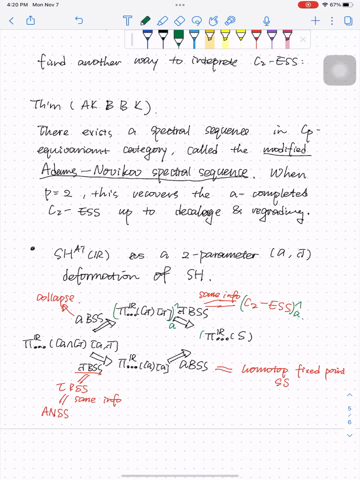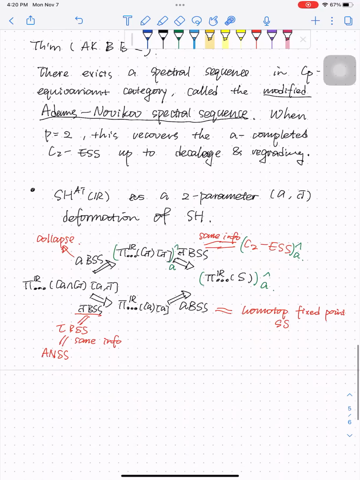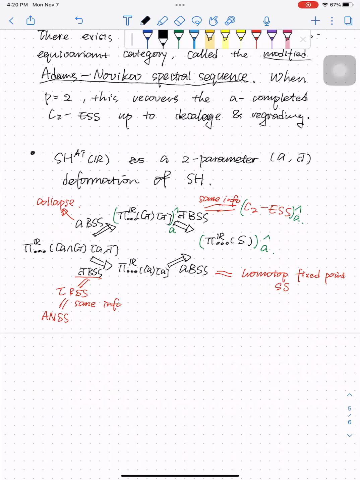And to deal with some convergence issues, we need to take a completion at these places. So this is a-completed, and this is a-completed. And that's why in our theorem, the statement is that when p is 2, this recovers the a-completed thing. And a-completion is also what Borel means in the title of my talk. Okay.